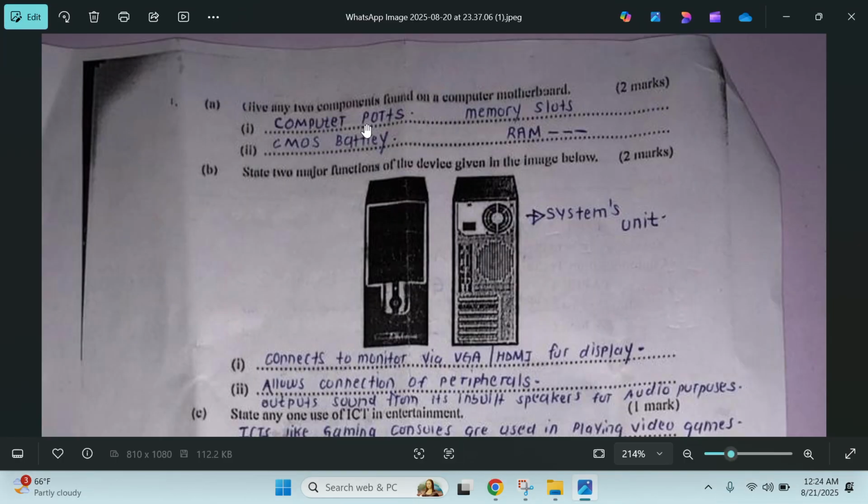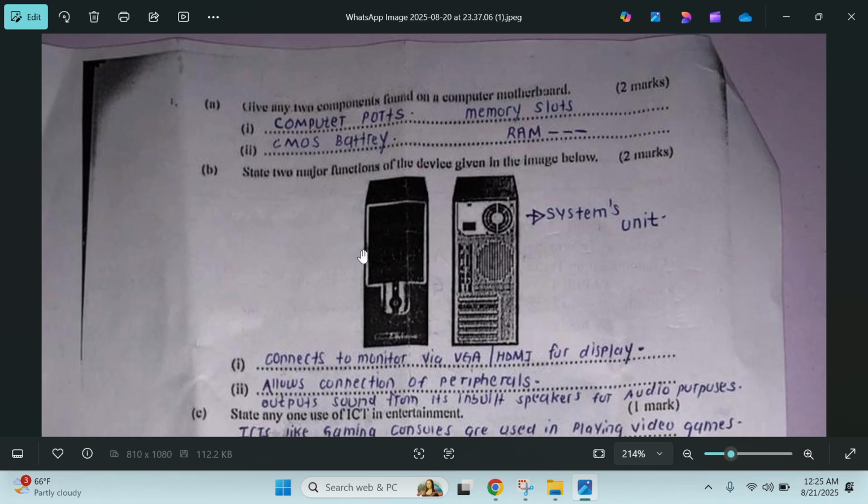And part B, state two functions of the device given in the image below. First of all, the image below is a systems unit, and they're asking for the two major functions of that device. A mistake a learner would make here is calling this one a CPU. That is not a CPU. A CPU is just a chip found inside that box. So this box is called a systems unit.